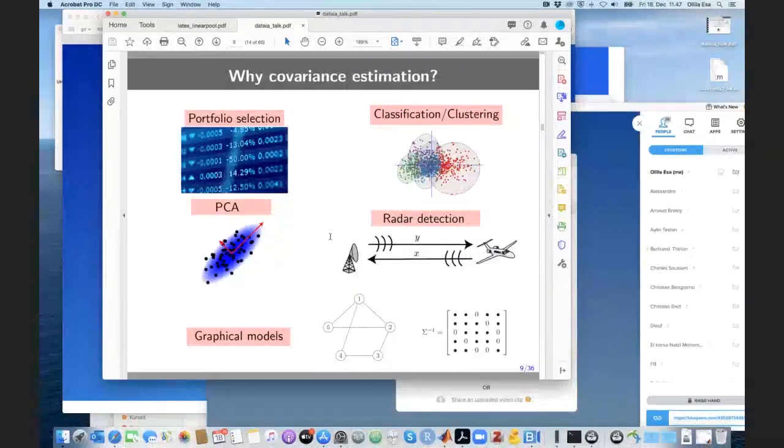Then if you work in statistics or machine learning, you may use graphical models, where you need to estimate the inverse of the covariance matrix. Or in finance, there's also a large bulk of papers on covariance matrix estimation. What I like about this topic is that there are so many different views on this problem, all coming from different angles, from different fields.